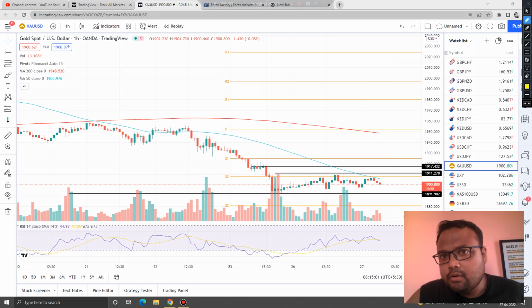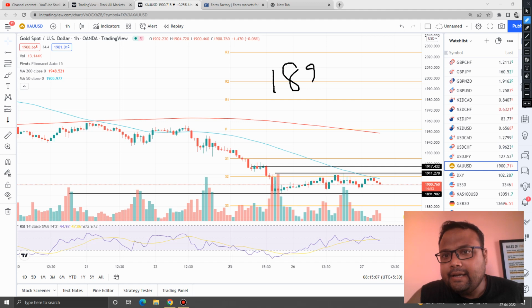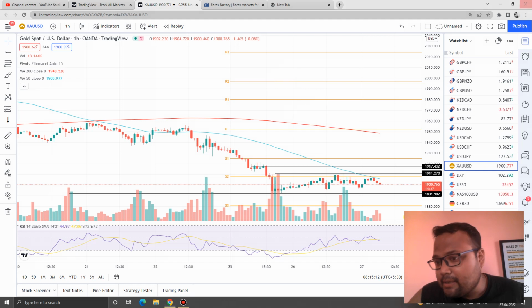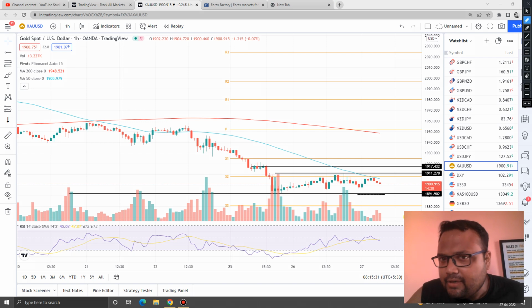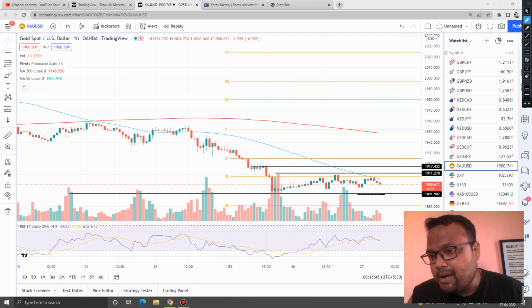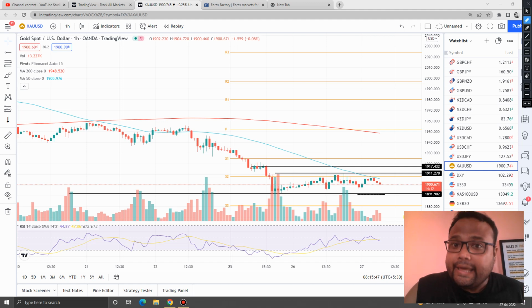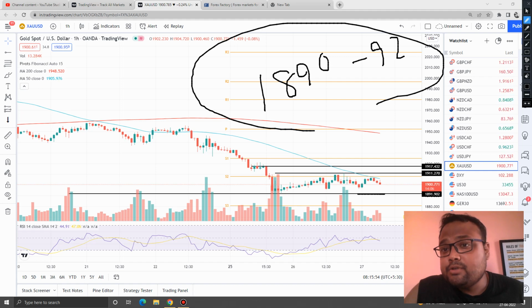So the support zone of 1891 or 92 to 1890 is still a valid support for the market. If the market comes down and reaches this level, there is a high chance that it will take support and try to bounce from there, because we do not have any event coming up that will drive the market or bring volatility or craziness to the market. So as of now, we can hope that again 1890 to 92 will provide some support to the market.